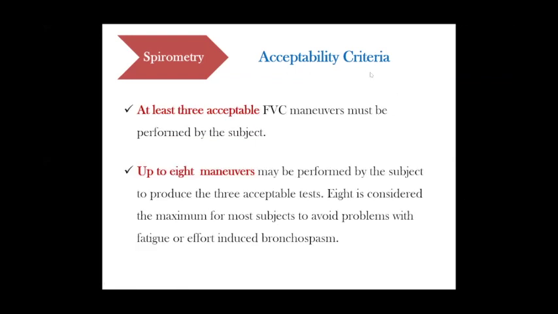For the acceptability criteria for spirometry, we should obtain from each subject or patient at least 3 acceptable forced vital capacity maneuvers. However, if we cannot obtain 3 acceptable maneuvers at the beginning, we will repeat the test for the patients more and more, but a maximum of 8 maneuvers can be performed for a subject in 1 sitting. Why? Because we would like to avoid any problem with fatigue or any effort that might introduce bronchospasm.